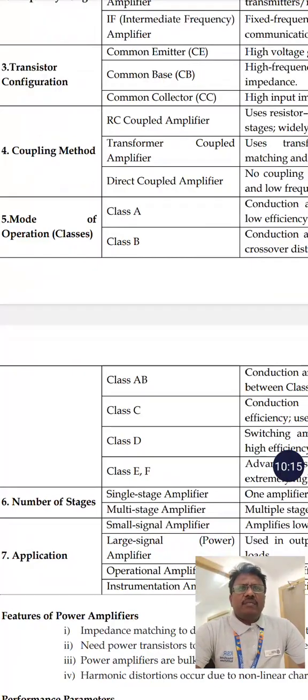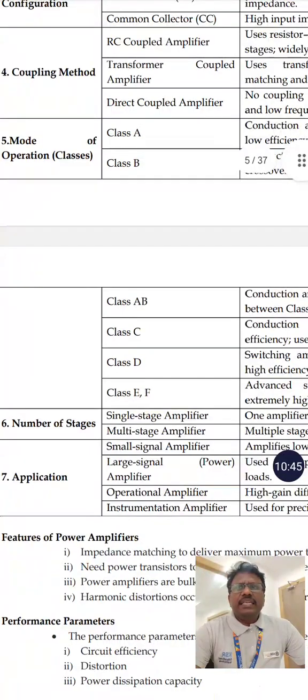So we discussed amplifier classification based on the nature, frequency, transistor and coupling method. Continuing with the three remaining classifications: mode of operation, number of stages and applications. These classifications are very important because they all tell us how an amplifier behaves, how much power it consumes and where it is used.